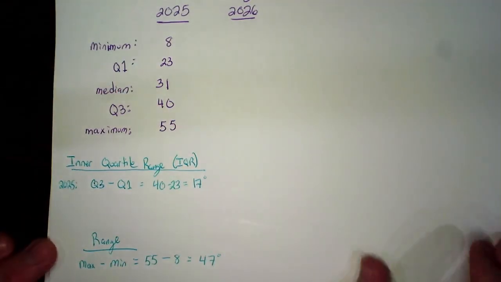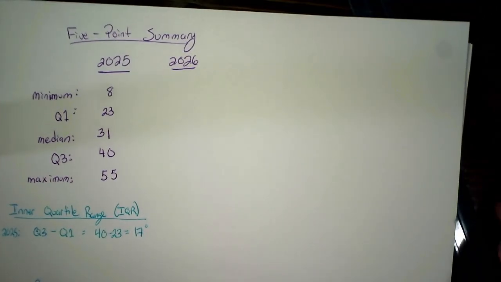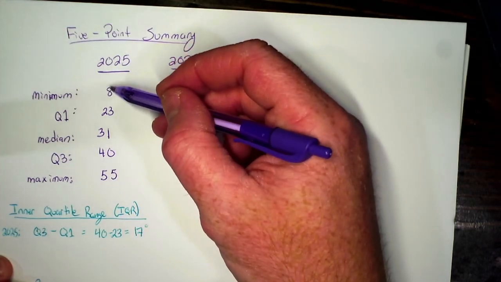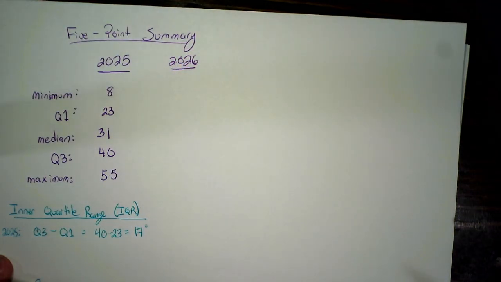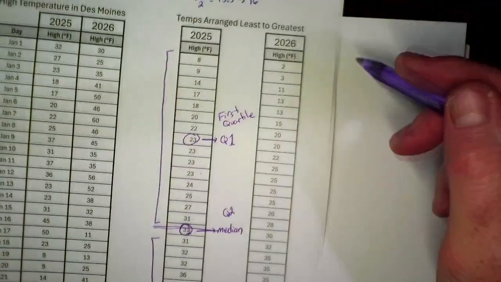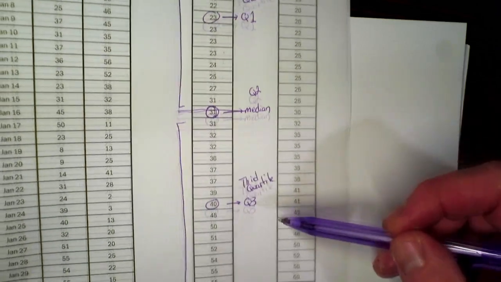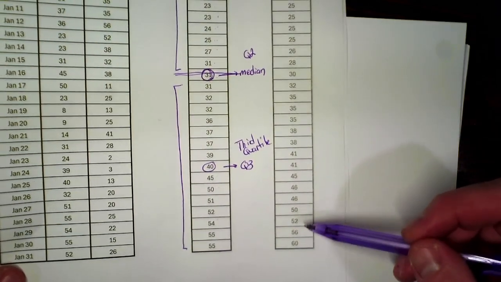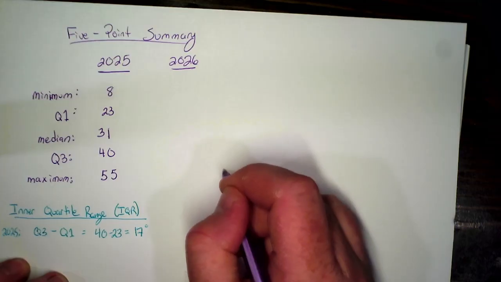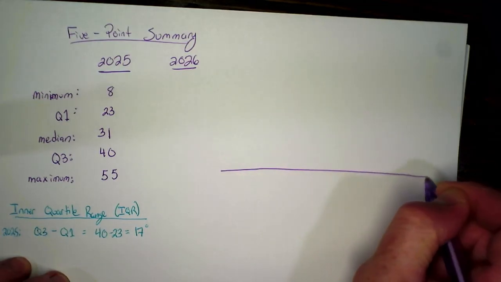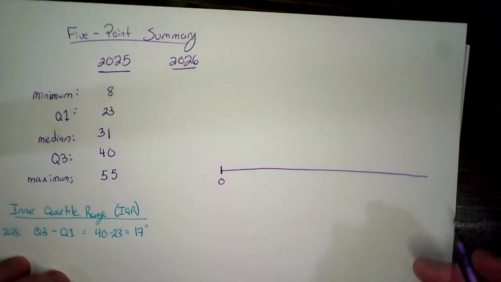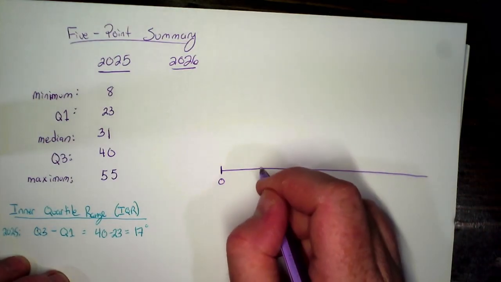But to make the box and whisker plot, let's go back there now. What we're going to do is make a number line, and that number line is going to have to contain your lowest and your highest values. Now, because we're making this for both 2025 and 2026, I'm going to consider the lowest and highest values there. And it seems to go from 2 to 60. So I'm going to make a number line that maybe starts at 0 because there was no high temperature less than 0. And we'll just go up by 10s here.